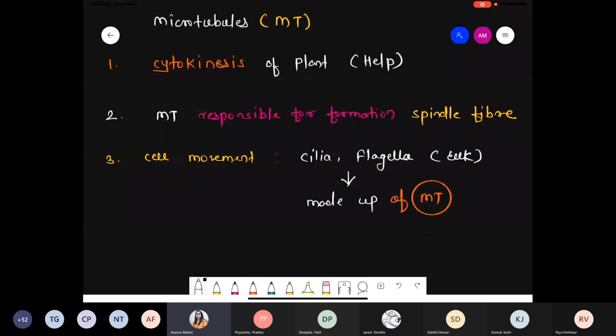And the last one, we are talking about a simple process, that is intracellular transport.